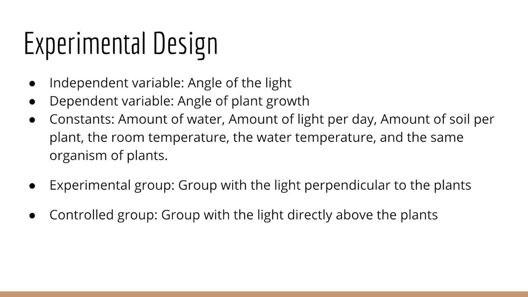The experimental group will be the group with the light perpendicular to the plants. The control group will be the group where the light is placed directly above the plants.